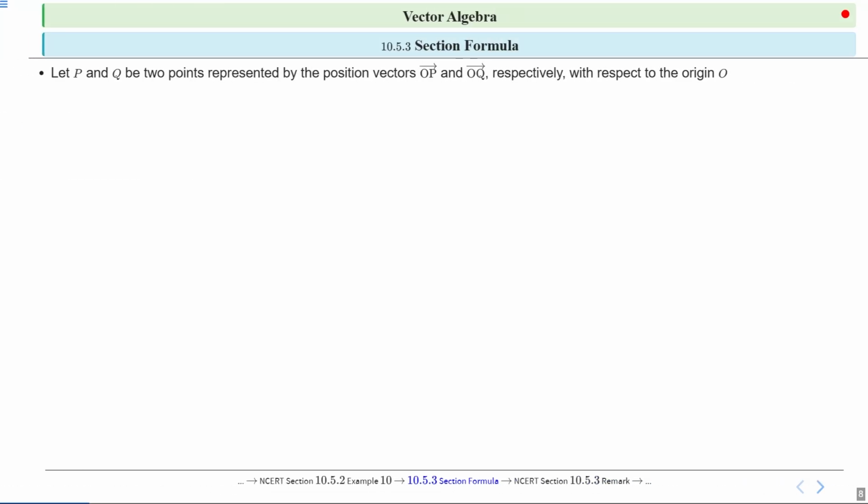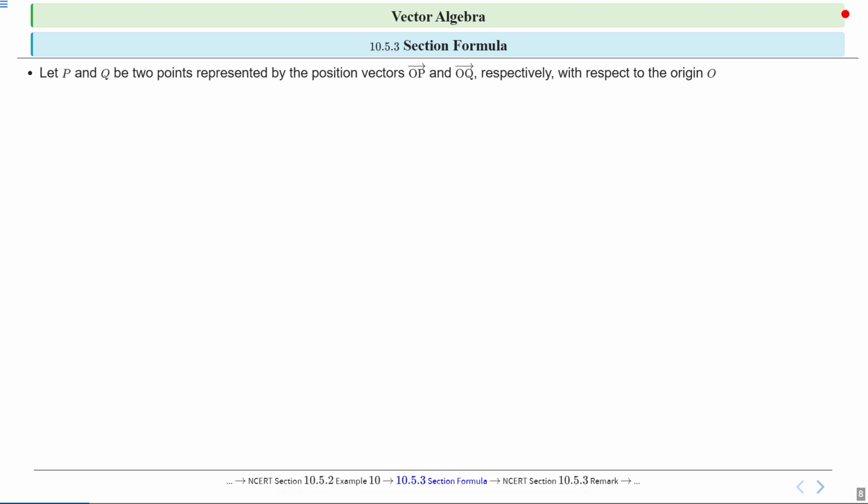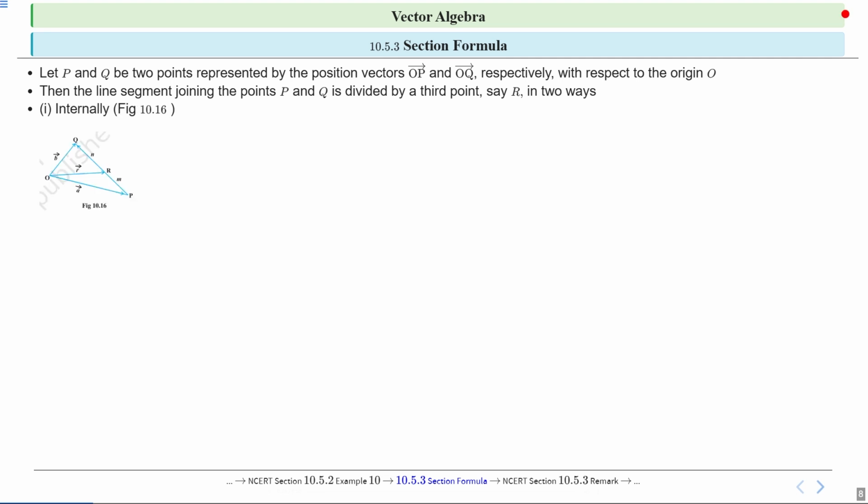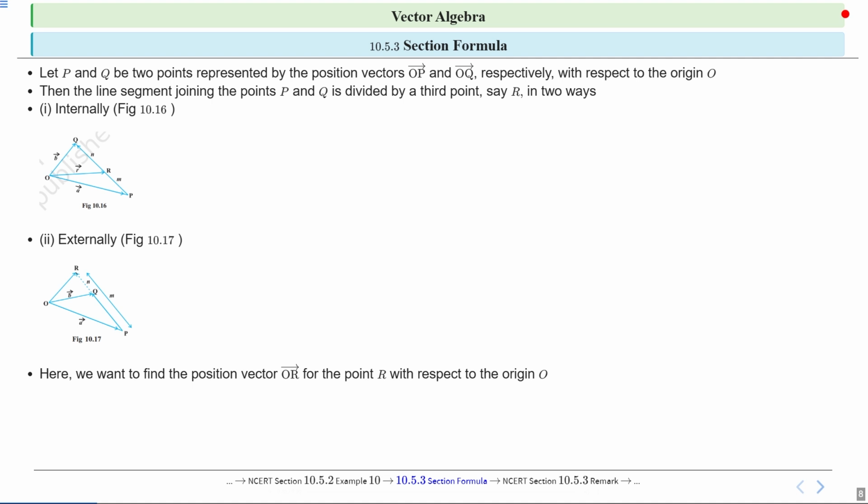Okay. Now NCERT section 10.5.3 section formula. Let P and Q be 2 points represented by the position vectors OP vector and OQ vector respectively with respect to the origin O. Then the line segment joining the points P and Q is divided by the third point, say R, in two ways. First internally, and second externally, you can see the figure. Here we want to find the position vector OR vector for the point R with respect to the origin O.